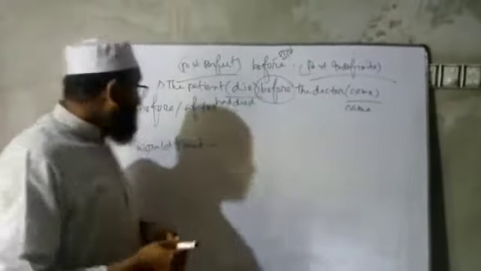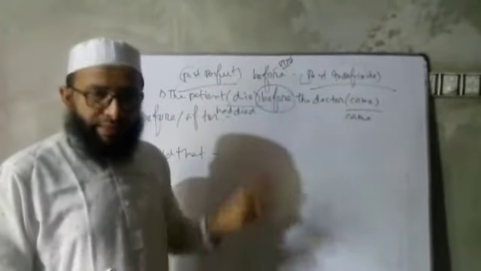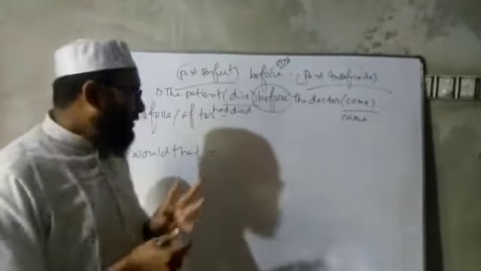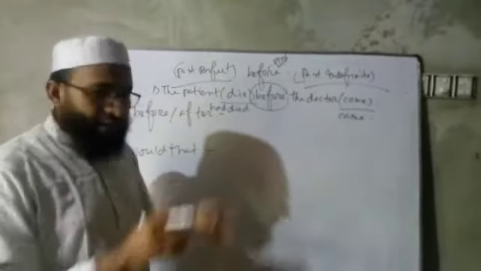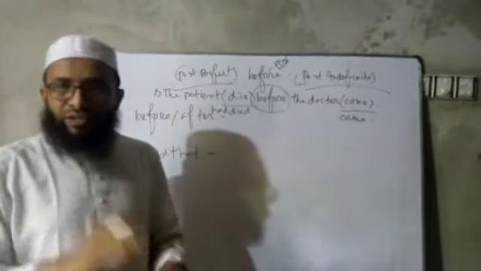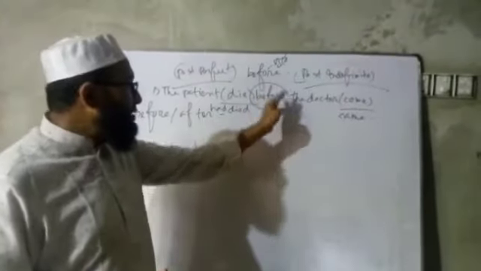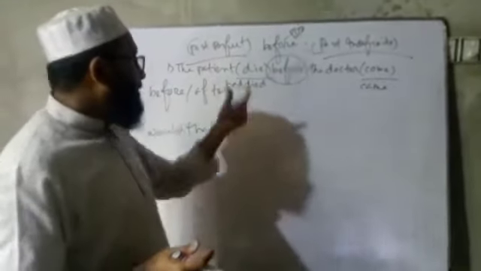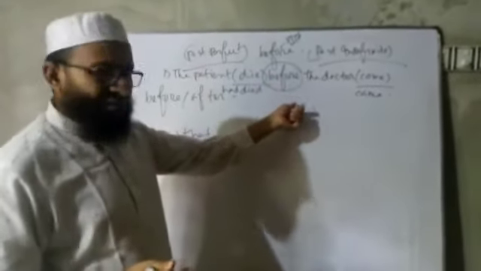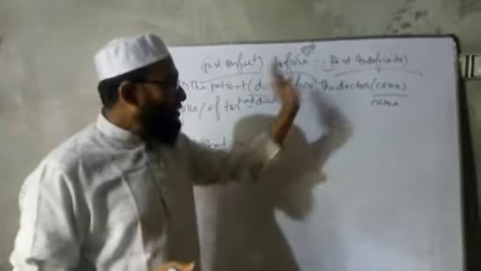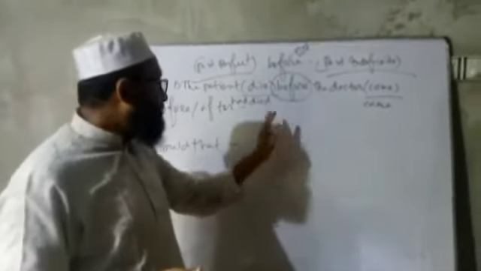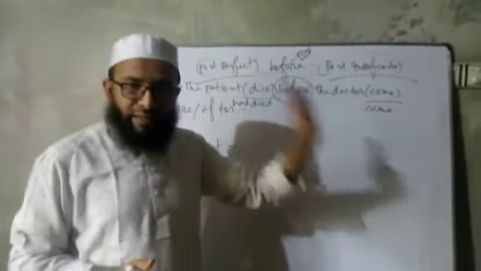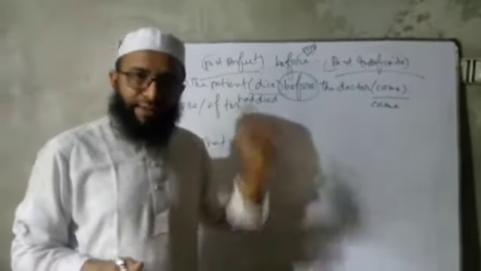Now after. The case of after is totally opposite to before. In before we see that the prior verb is past perfect and the next is past indefinite. But in case of after, the prior verb will be in past indefinite and the next verb will be in past perfect. It will be very clear if we quote an example.